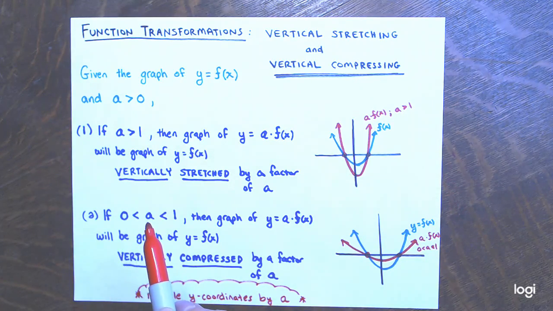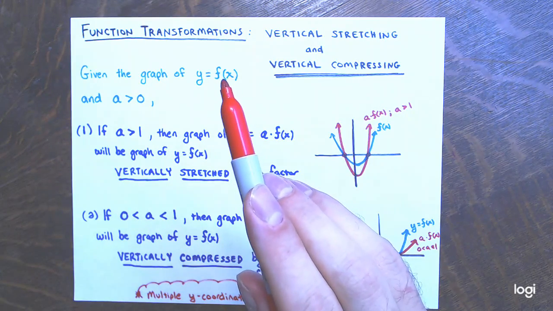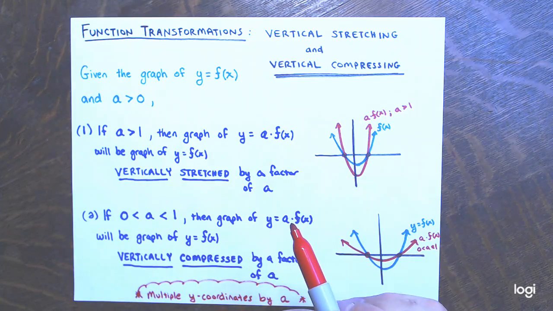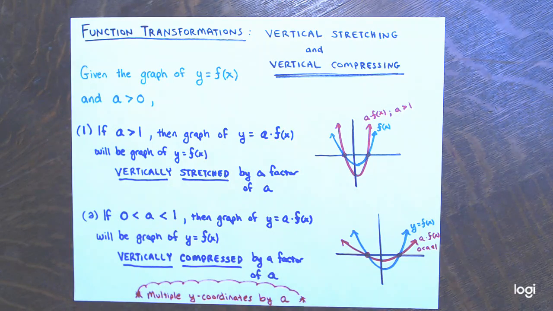Now if a is less than 1, but still positive, say a half or 2/3 or 1/5, then I do the same thing. I take my original rule f and multiply it on the outside by a. Well, again, you're just doing this to the y coordinates. You're multiplying all the y coordinates by a half or a third or 2/5, something less than 1. And that will shrink all the y values, so all the points will be moved closer to the x-axis. You get a vertical compression. The graph will be vertically compressed by this factor of a.